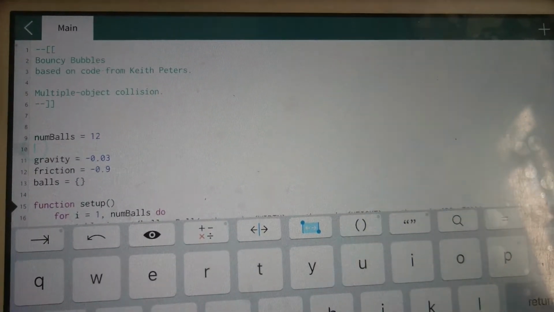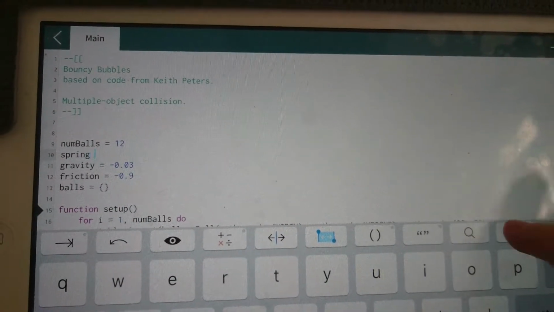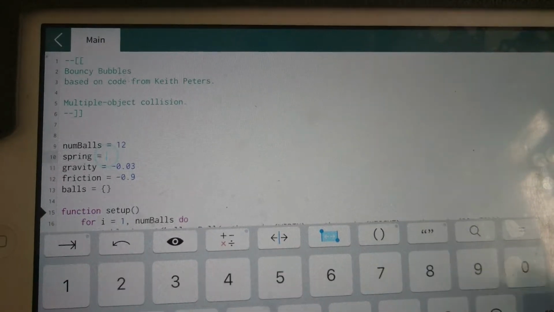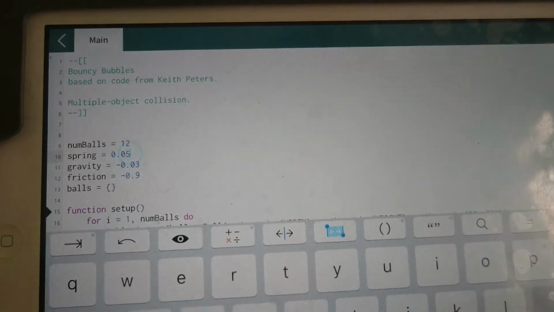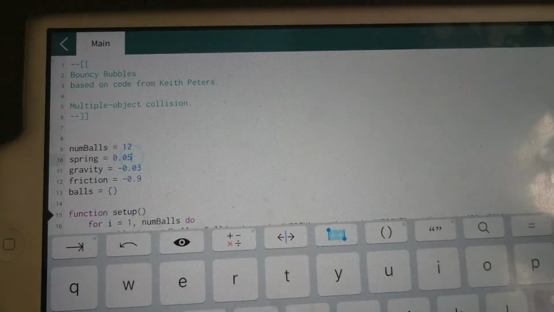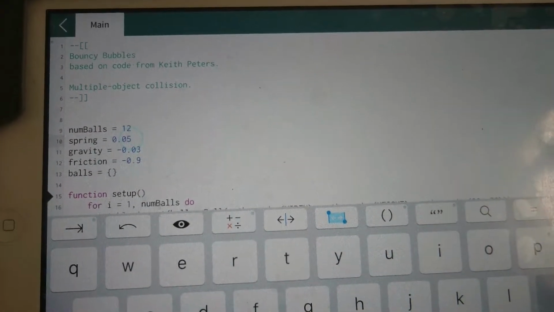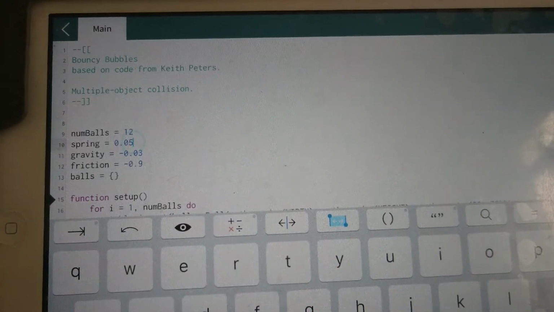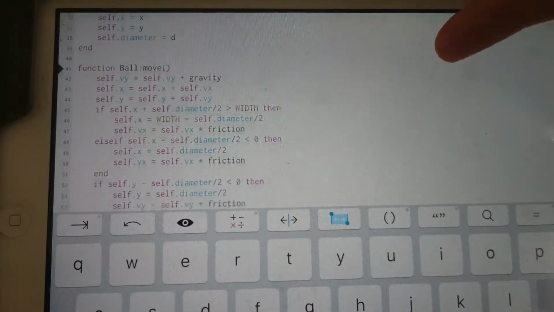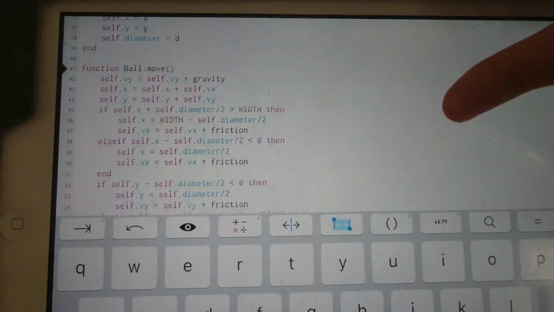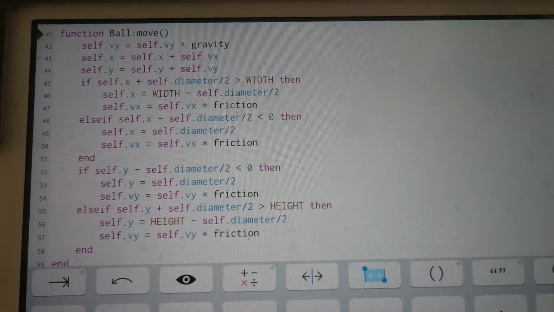So I'm gonna add another force here. I'm gonna call it spring, and set that spring force equal to 0.05. This is like the strength of the spring force. So we're not programming the entire forces, we're just programming properties of them. The other properties are actually happening inside of the thing that has the physics engine, the ball in this case.